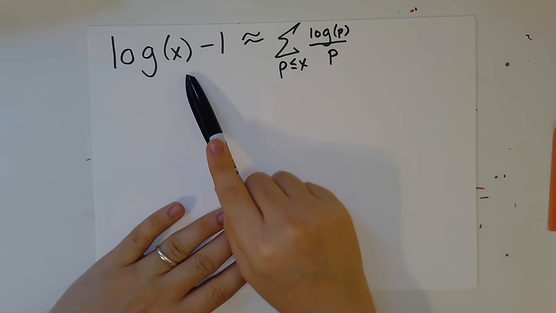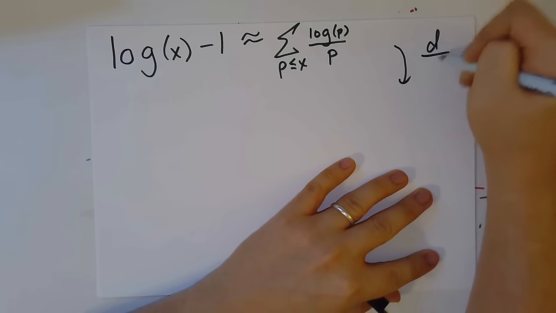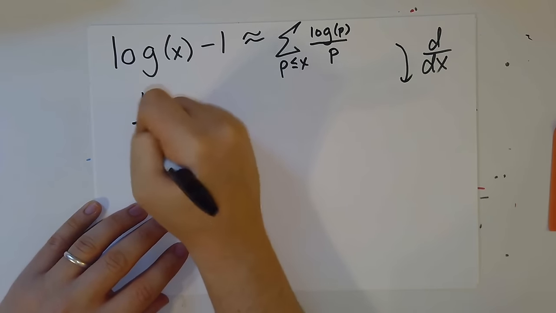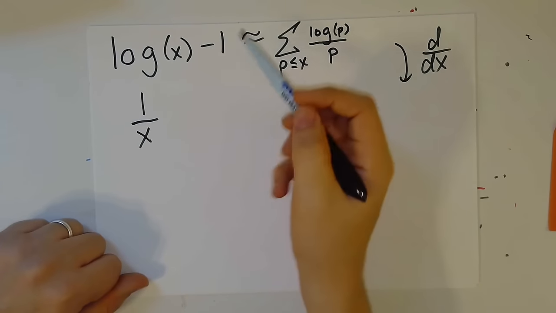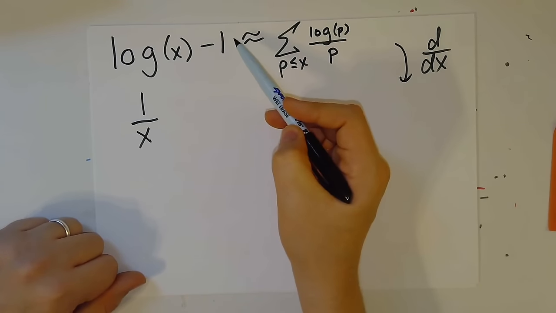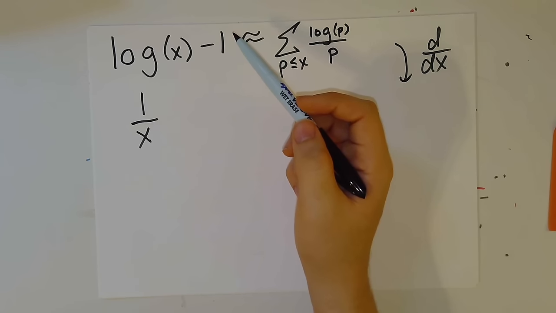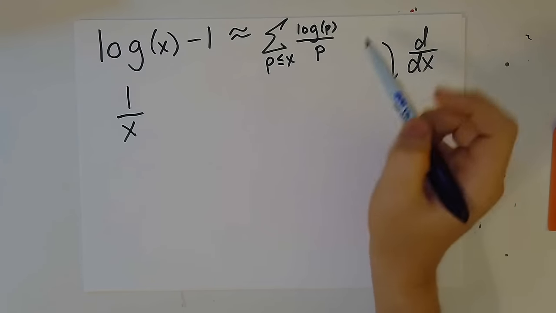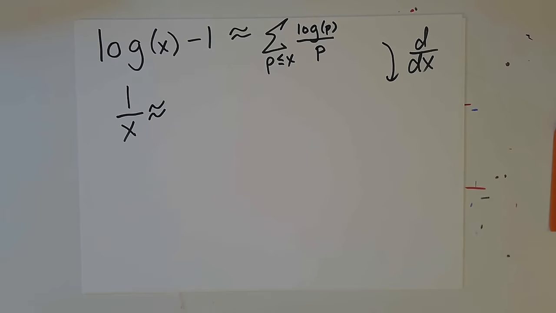Now on this side, taking the derivative is easy. The derivative of log of x is 1 over x. The derivative of 1 is 0. And if you believe me that there was some constant we were missing before, well, that also ends up getting obliterated when we take the derivative, so this also disappears. Now, things get more difficult when it comes to taking the derivative of the right-hand side.